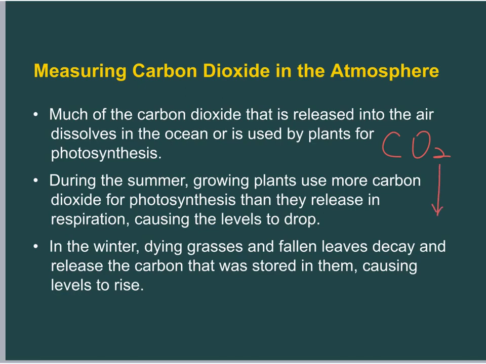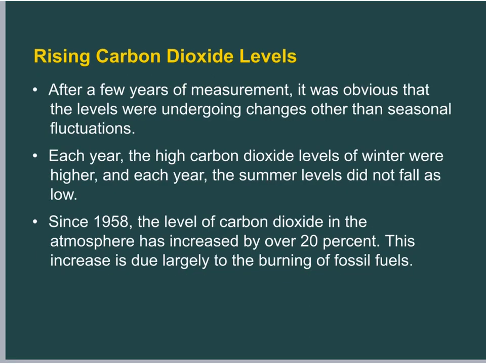In the winter, dying grasses and falling leaves decay and release carbon that was stored in them, causing those levels to go back up. So we normally would see this fluctuation of rising and falling, right? CO2 levels were always sometimes a little higher, sometimes a little lower. But until we started really measuring them consistently all year, all we knew was this rising and falling pattern.